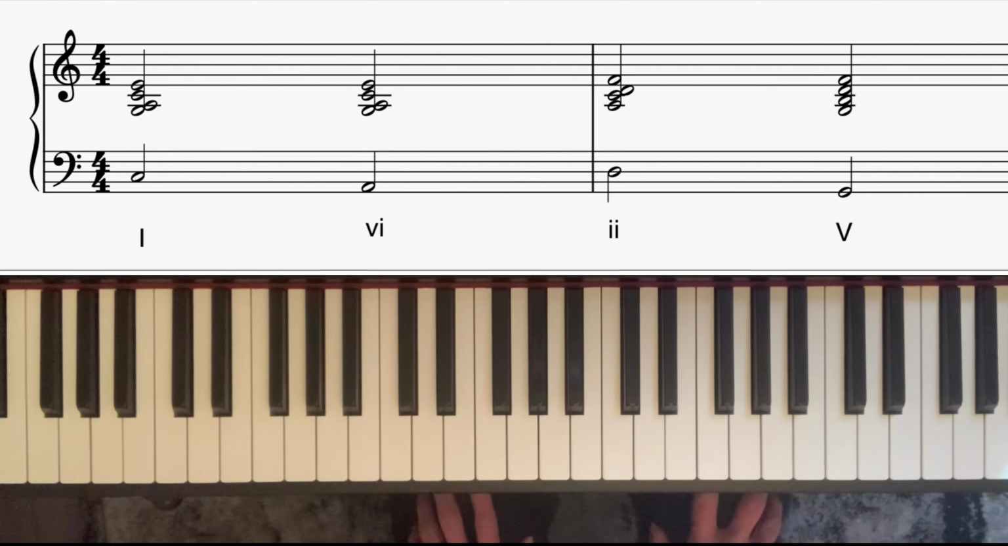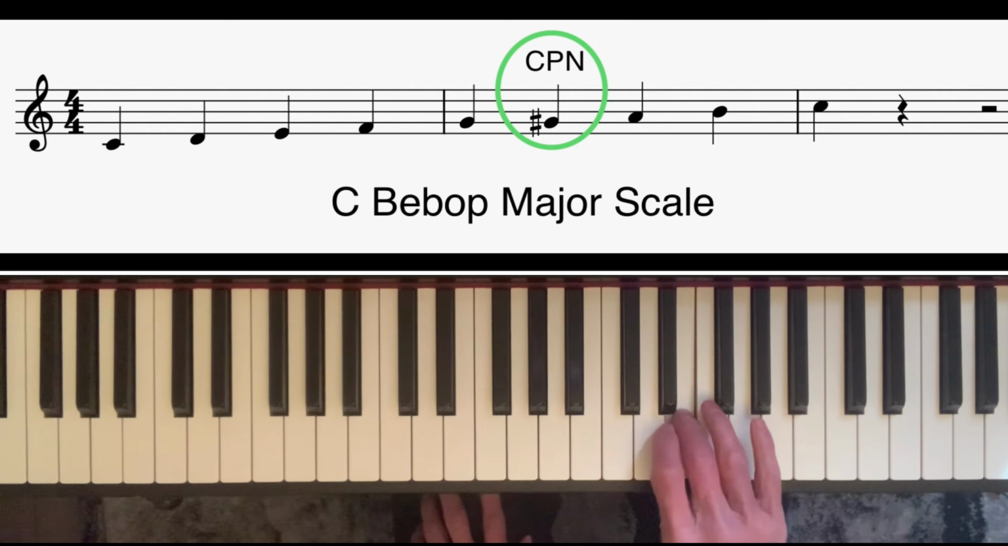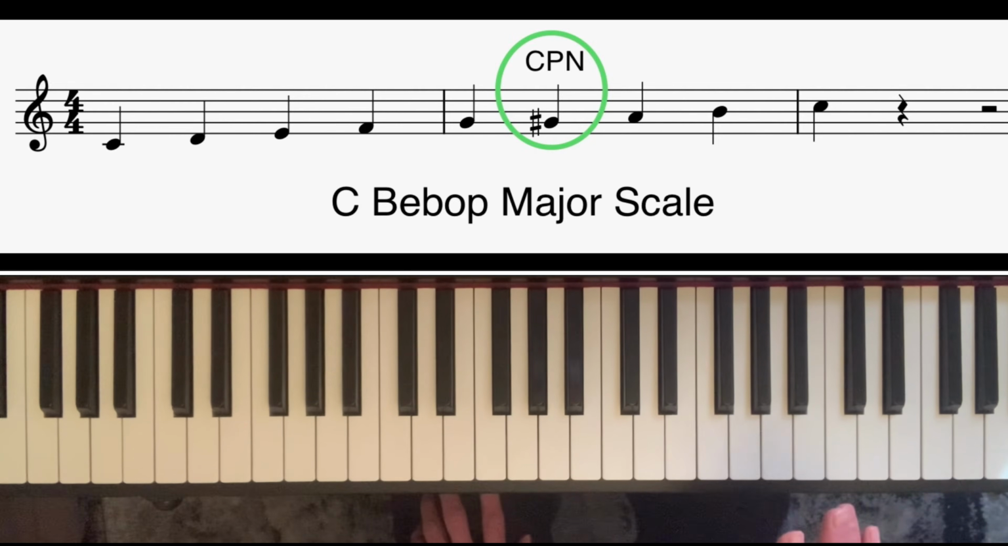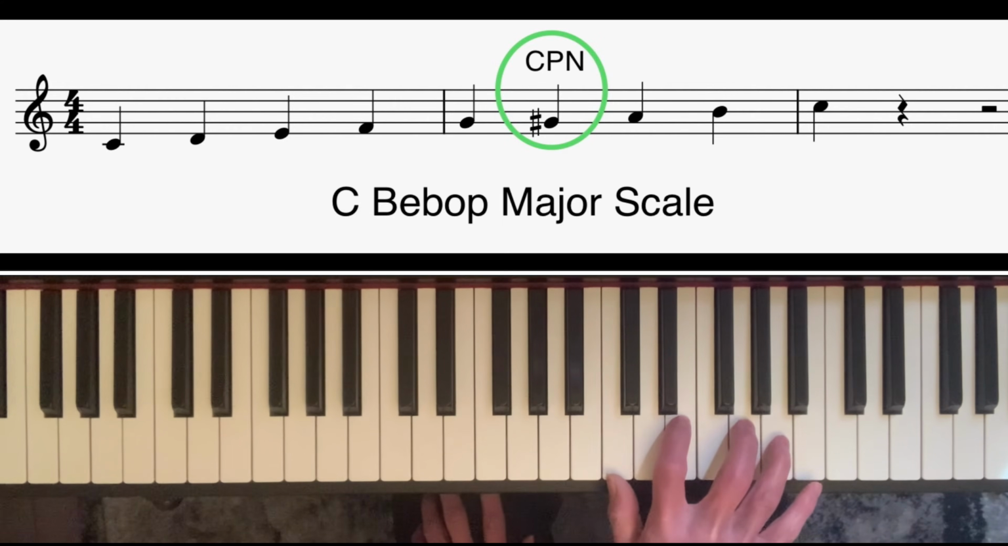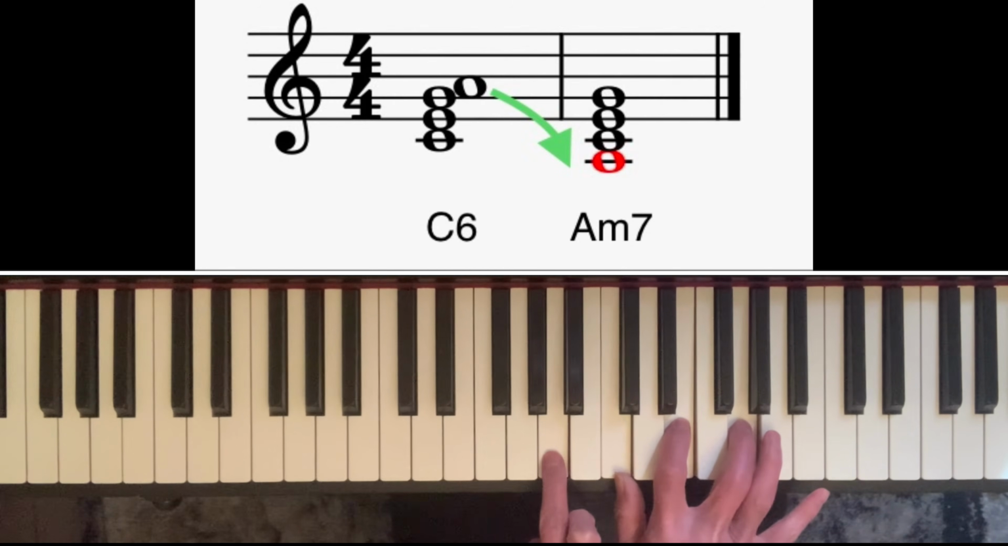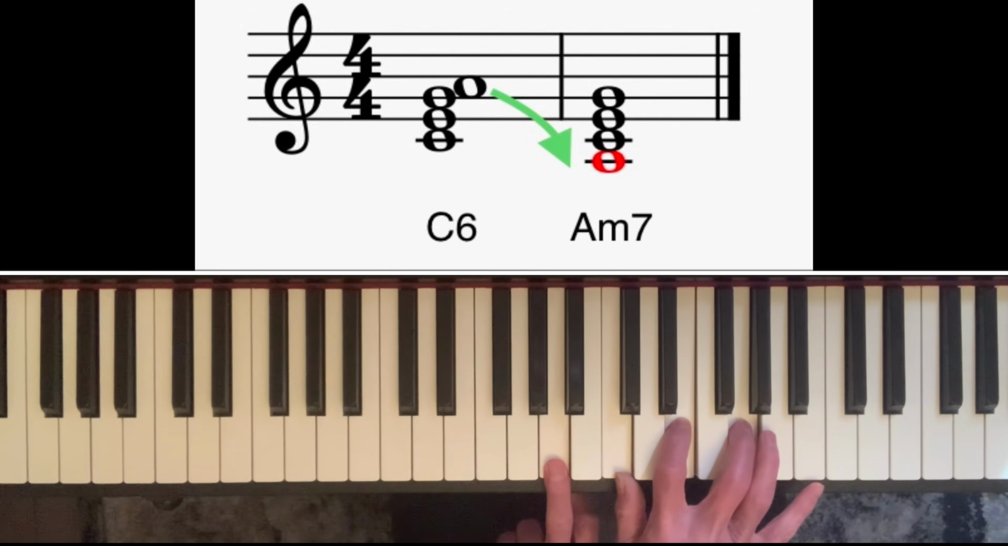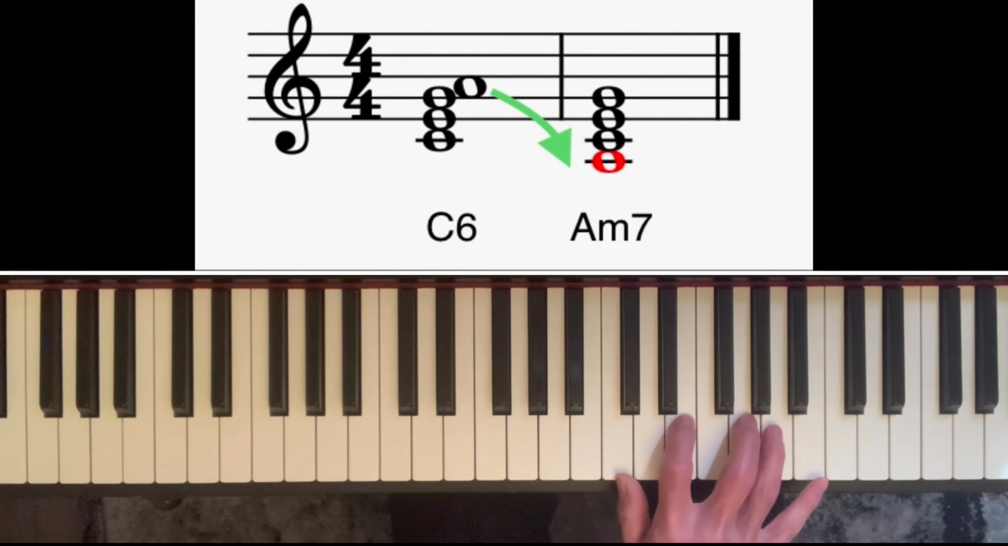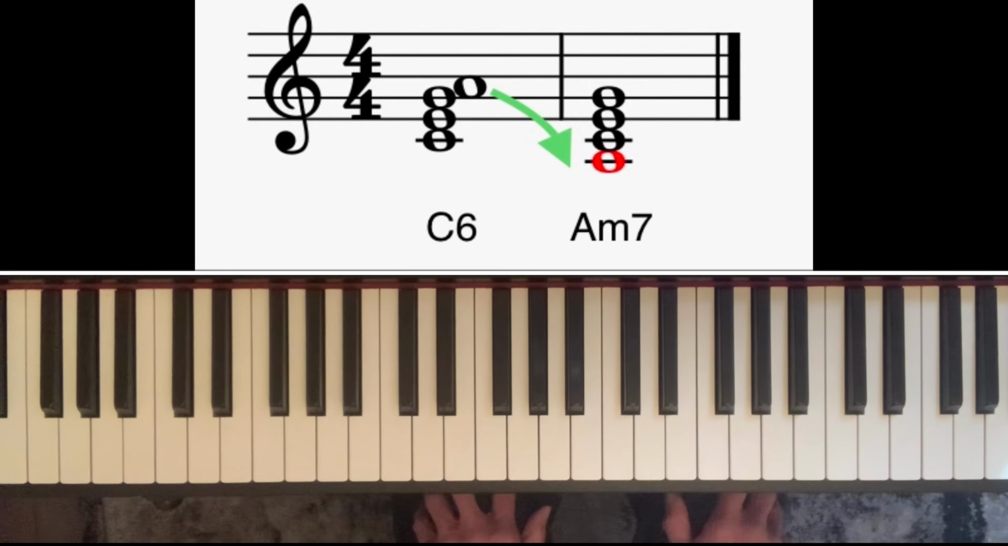Now, on the 1 and the 6, I'm going to use the same scale. I'm going to use the bebop major scale on C. So why does that scale work on both of those chords? Well, if we look at a C major 6 chord, take the A from the top and put it at the bottom, we have an A minor 7 chord. So in other words, the two chords contain the same notes. They are pretty well interchangeable.